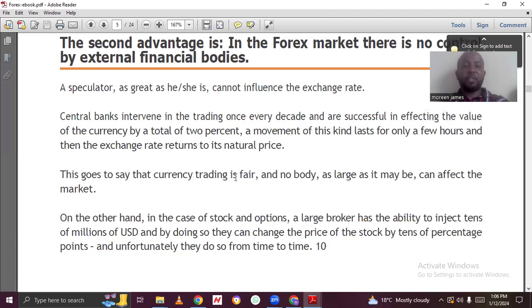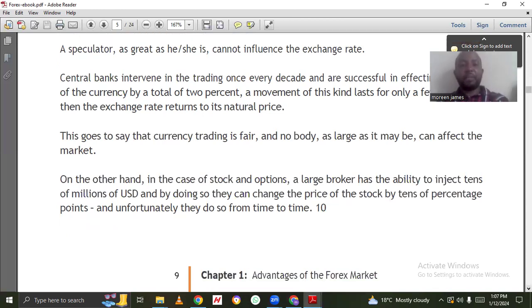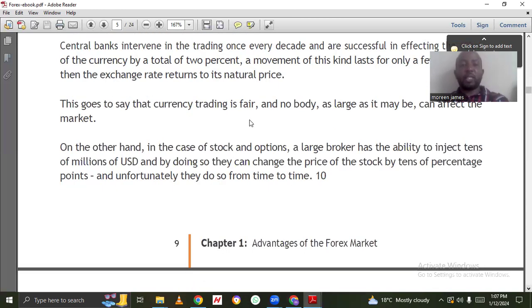Central banks intervene in the trading only once every decade and are successful in affecting the value of the currency by a total of 2%. A movement of this kind only lasts a few hours, and then the exchange rate returns to its natural price. Like this year, we're expecting the Fed to cut the interest rates. I'll be explaining that later. So this goes to say that currency trading is fair, and nobody, as large as they may be, can affect the market. Nobody can influence where the market is going.